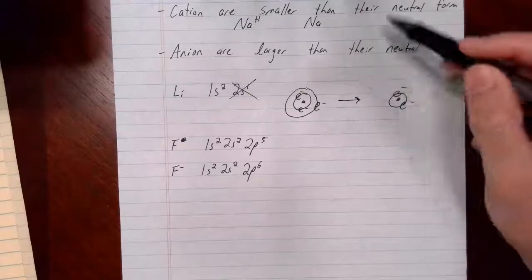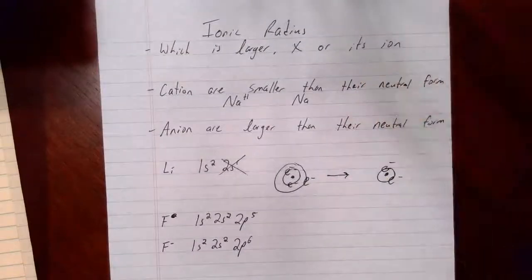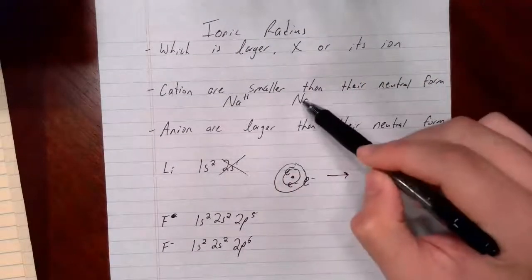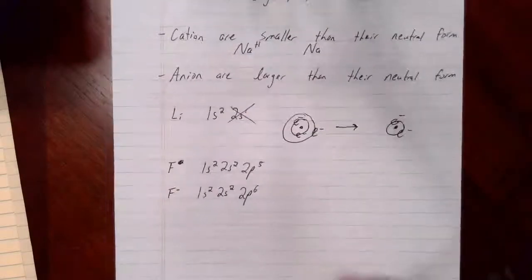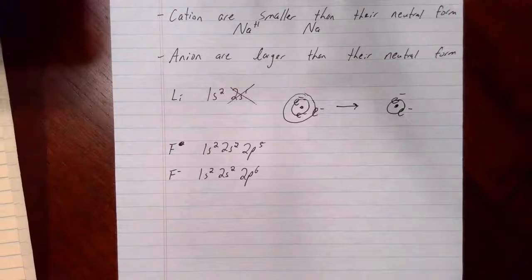But this is a simple enough trend. You should automatically know if you have a cation, which one's going to be larger. If you have an anion, which one's going to be larger there. This is by far the simplest of the periodic trends that we'll discuss.